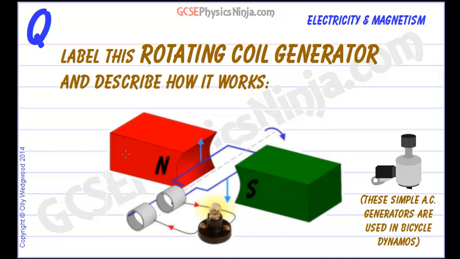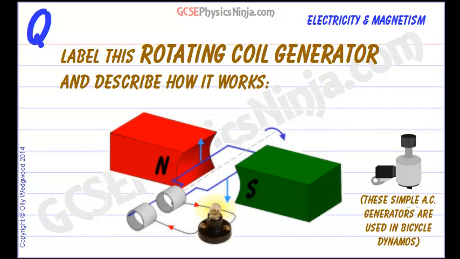So you can create a generator, an electrical generator, using the setup we've got here. And this is a rotating coil generator. We need to label it and describe how it works. And this simple kind of setup is used in generators such as your bicycle dynamo.